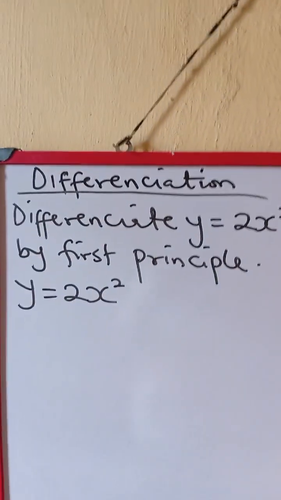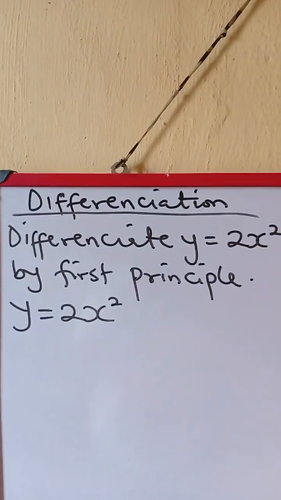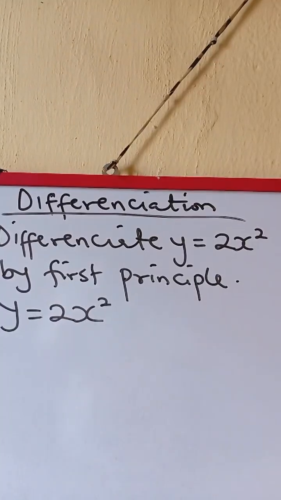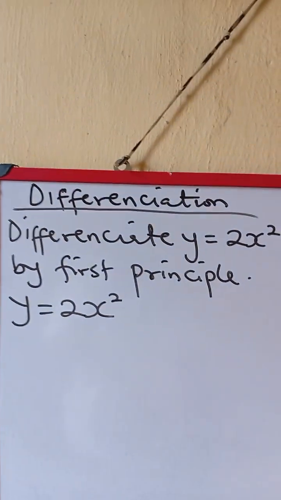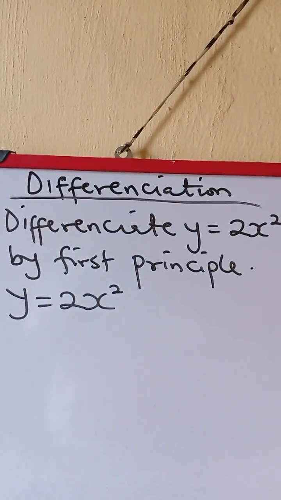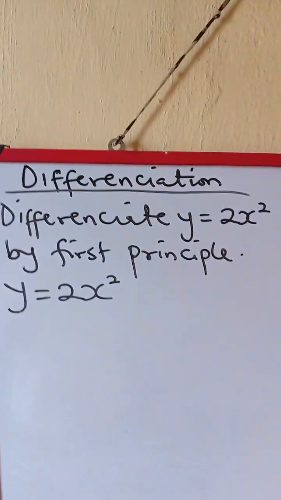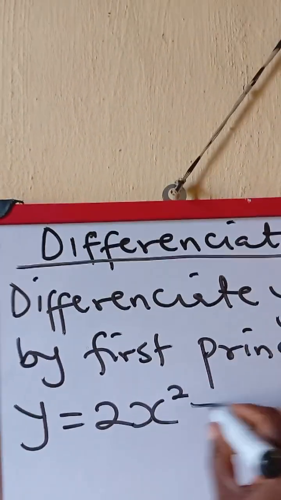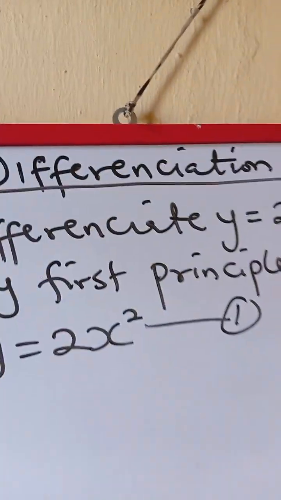Welcome back. Today we are going to look at differentiation, and we are going to start with this equation: differentiate y equals 2x squared by first principle. So we start by saying that this equation, which is y equals 2x squared, we call this equation 1.